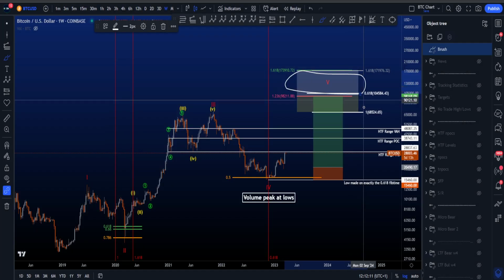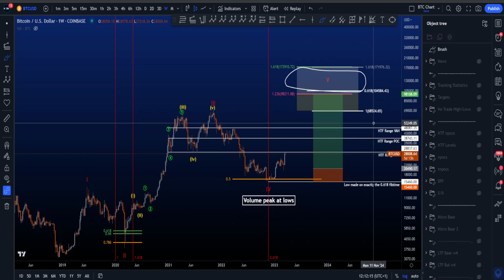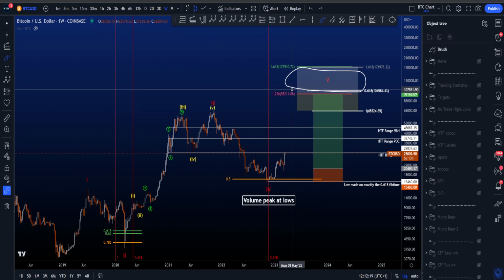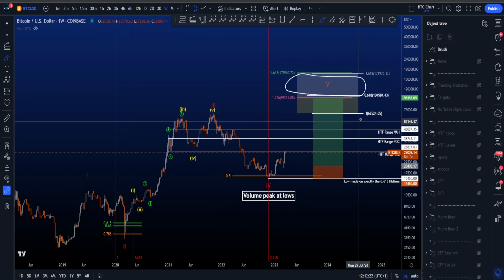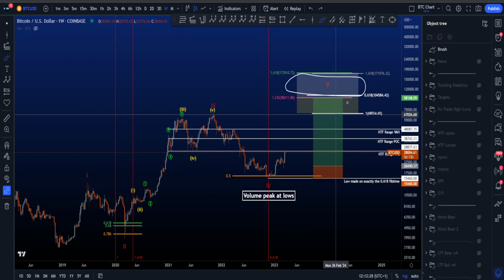Now you can also see I have a yellow box over here, and the yellow box is for me an alternative target, let's say, which sits between the all-time high and the 1.236, basically the 98k area. And I got to the yellow box because this is the 1-to-1 of the low of 1 to the high of 1 to the low of wave 4.